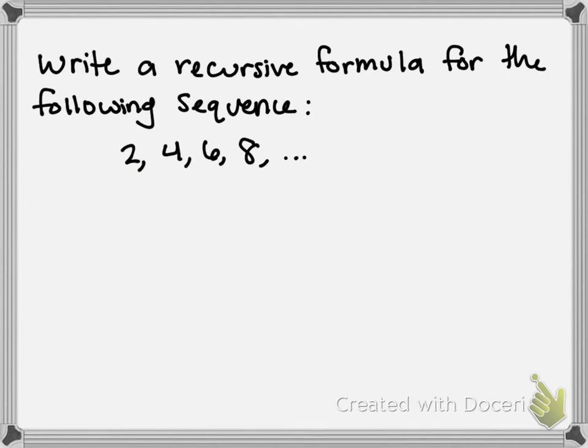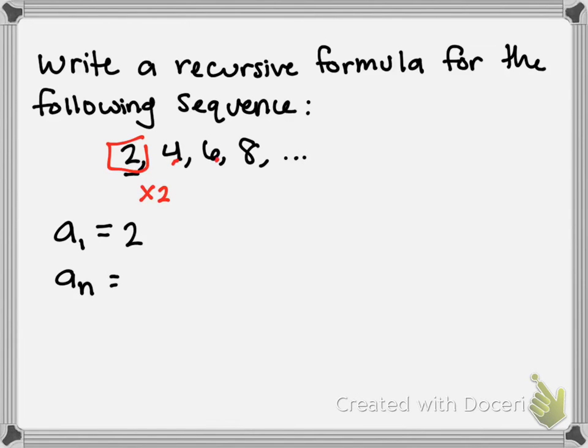All right, what about another one? Write a recursive formula for this sequence. So again, I'm going to start with the value of my first term, which is 2. That's what it tells me right here. And how do I find the nth term? So I'm going to look at my first term. How do I get from 2 to 4? What if I multiply by 2?